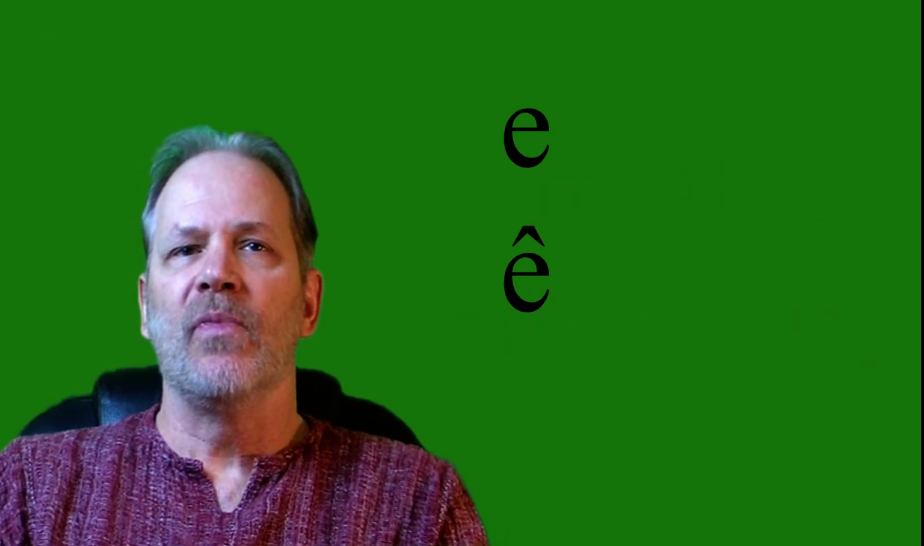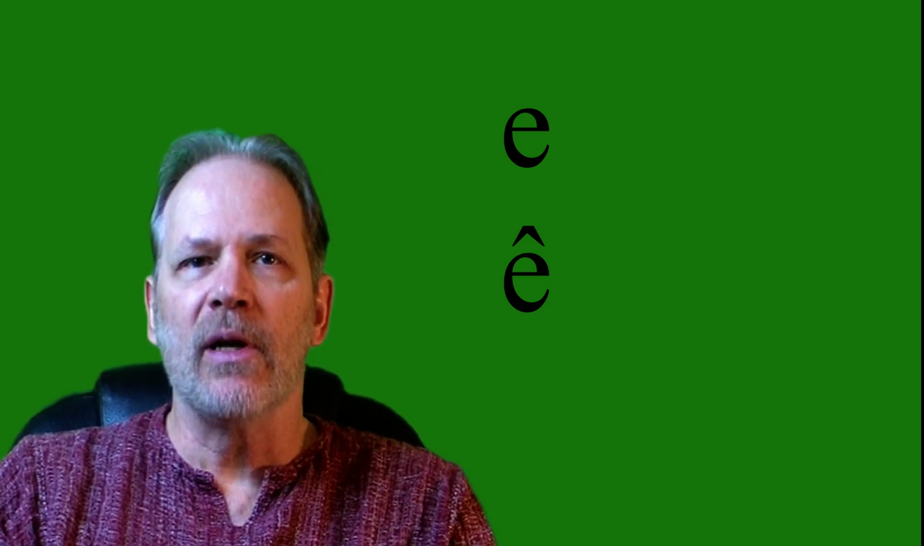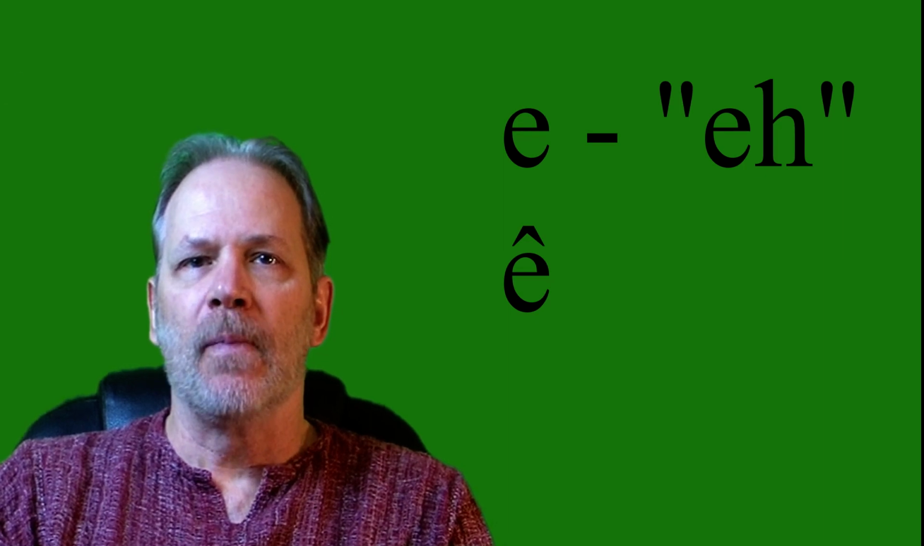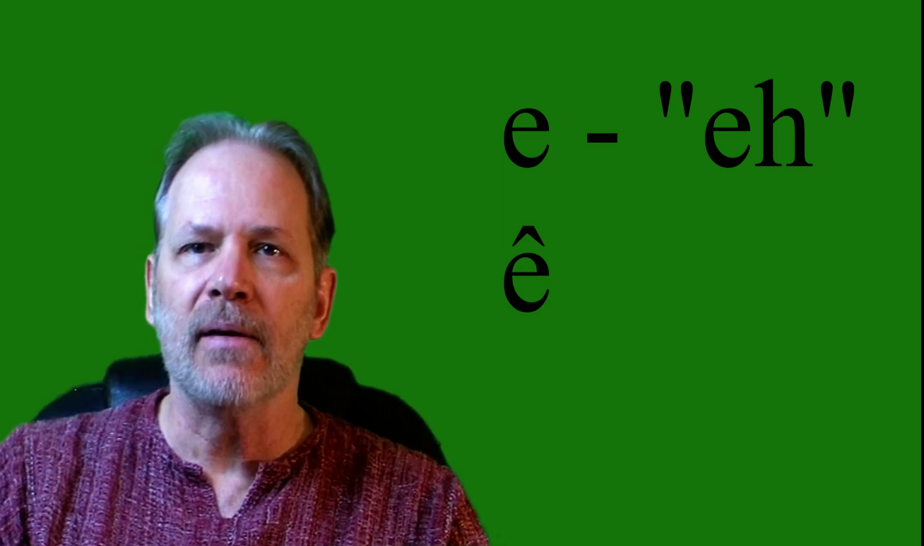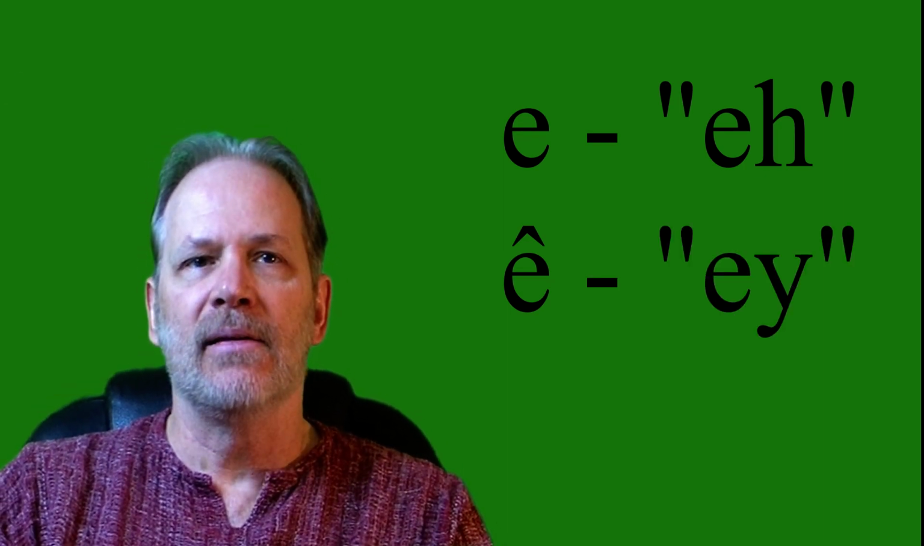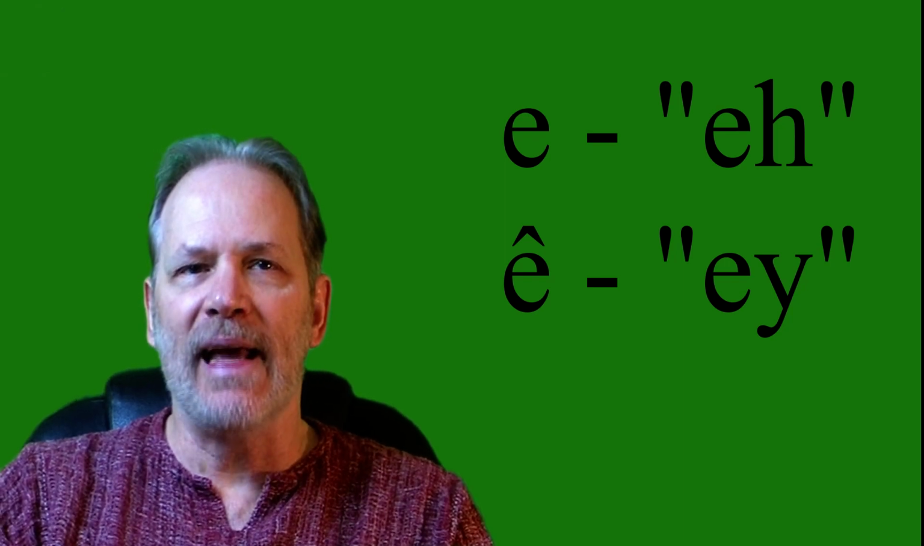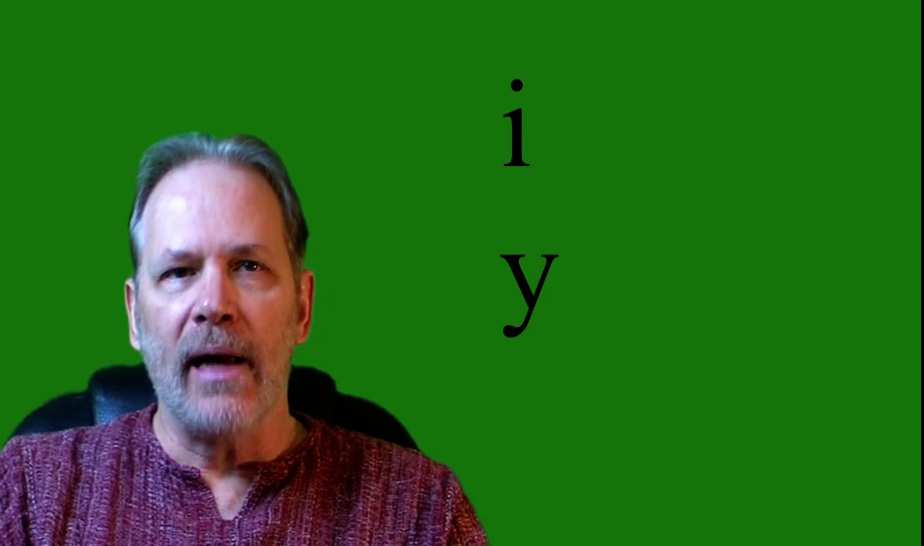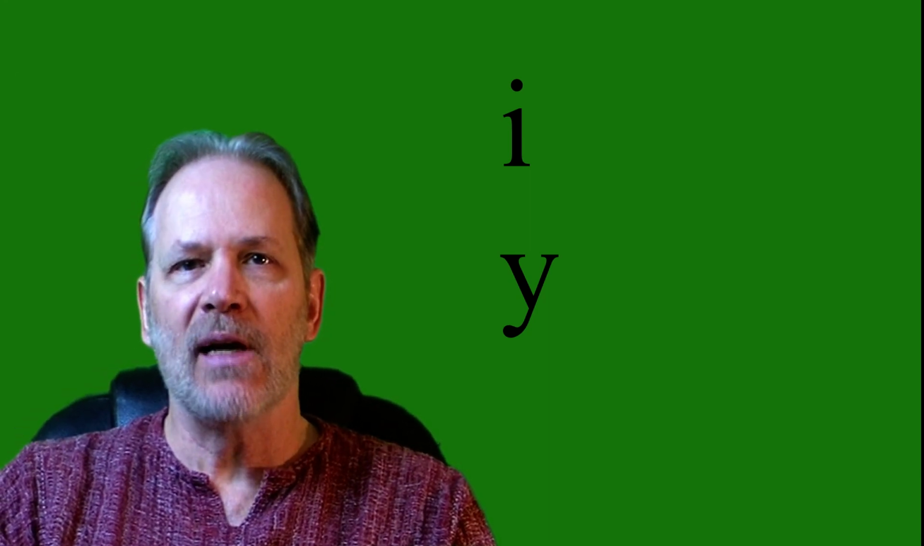On to the E's. The regular E with no diacritics on it is pronounced eh, like EH. And the E with the hat on it is pronounced A, like way or day. The I and the Y are fairly easy. They're both pronounced E.